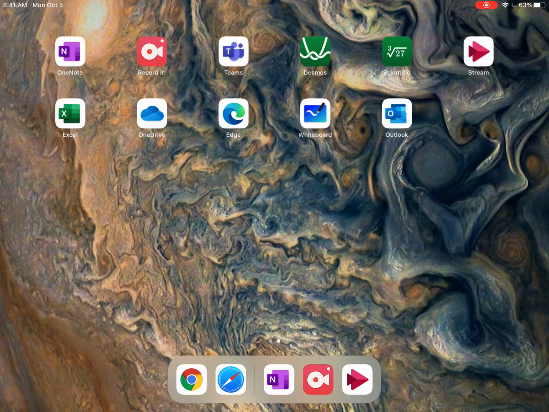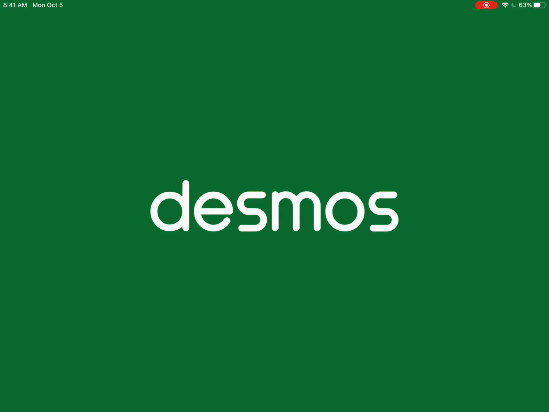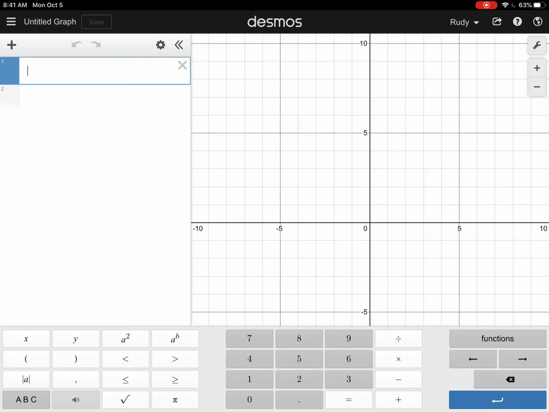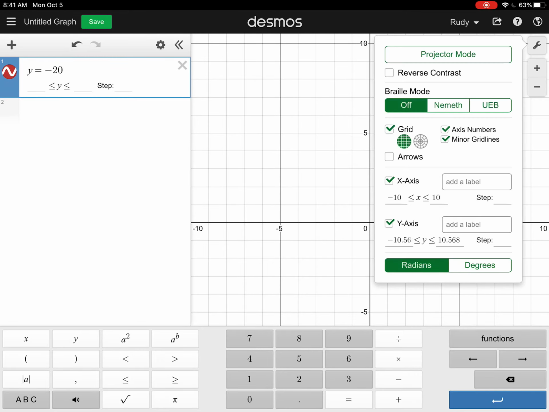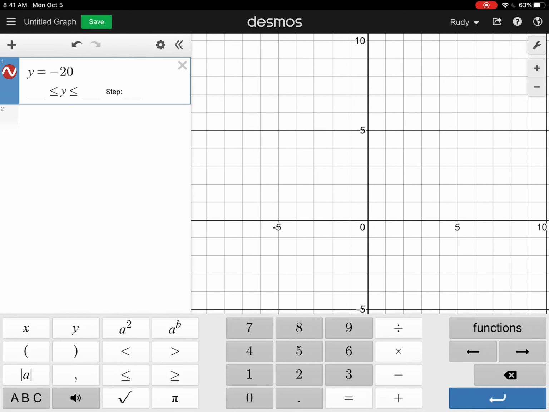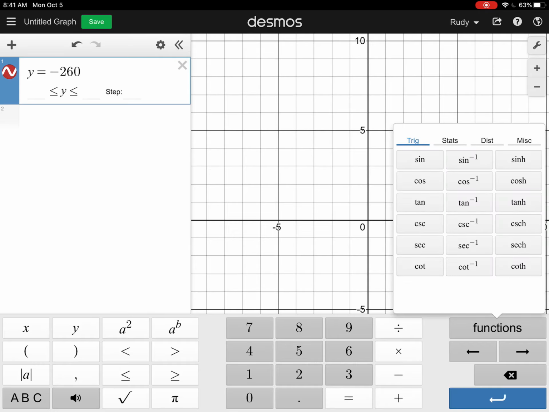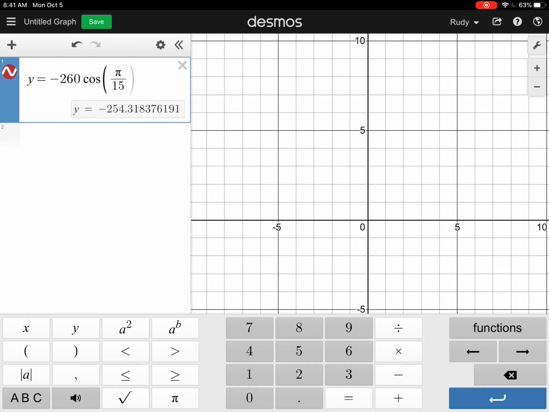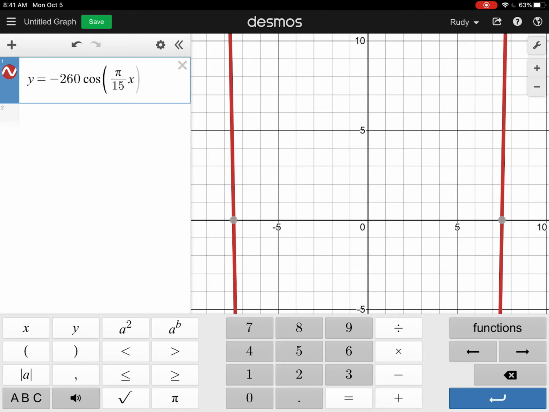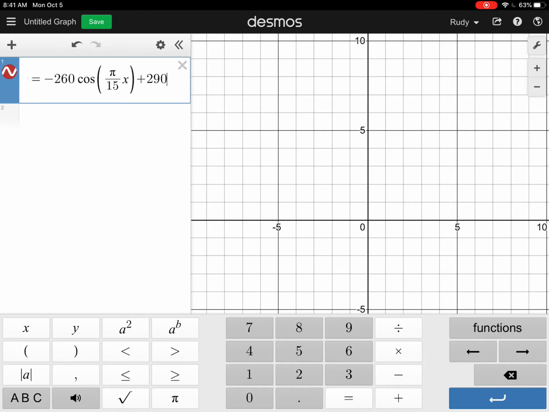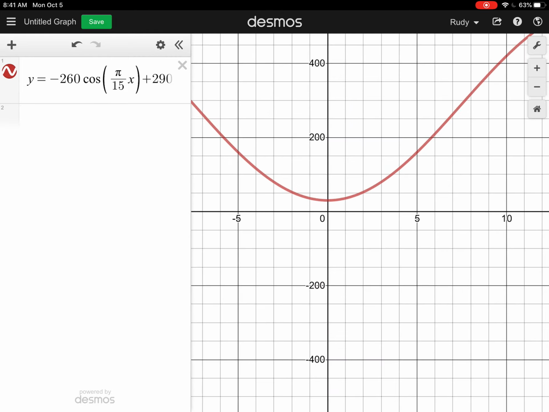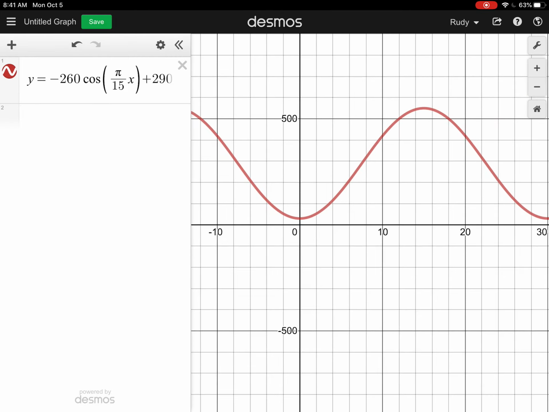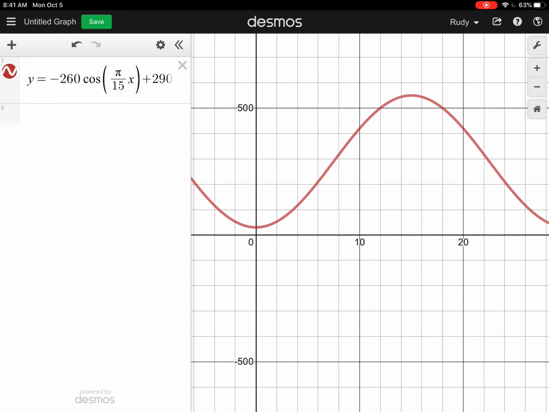Okay, I'm going to switch to Desmos here. I'll first type in my equation with y equals negative 260 times the cosine of pi over 15 times x, all that plus 290. Okay, before I do more, let me adjust my scales. Let me compress my y scale down. Let me compress my x scale to kind of see one full wave nicely. There we go. There's one full wave.